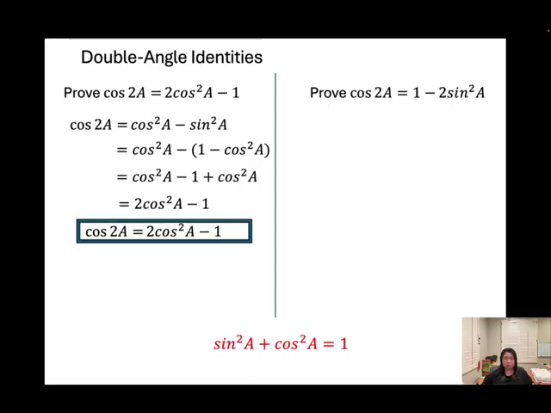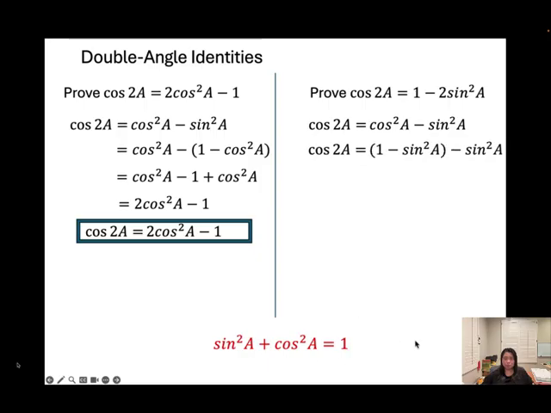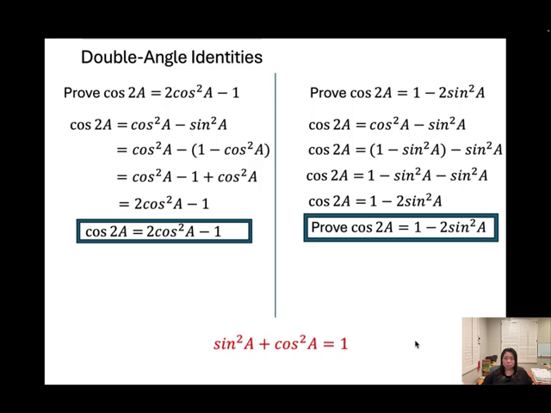Okay, another identity. Do the same thing for this one: cosine 2A equals 1 minus 2 sine squared A. Use the same identity. We're going to start from here. So this time, I want to get rid of cosine squared A. Cosine squared A will be equal to 1 minus sine squared A. Combine the like terms. You should get this one: cosine 2A equals 1 minus 2 sine squared A.